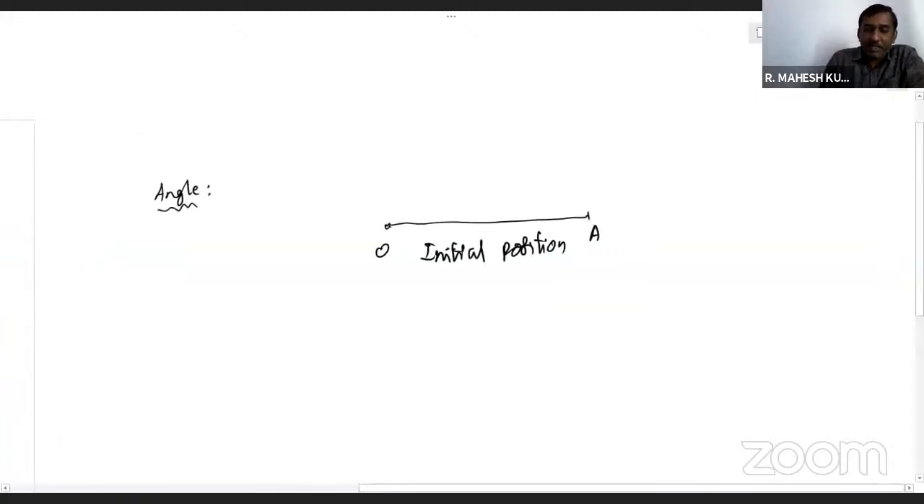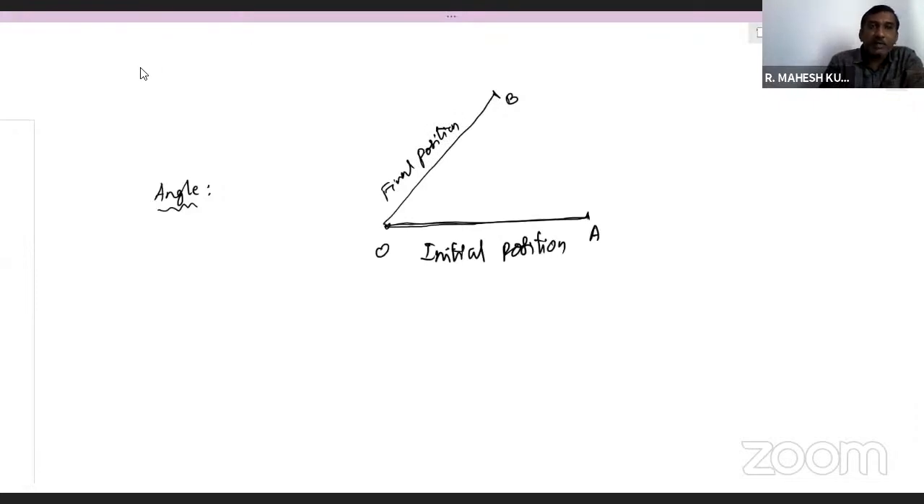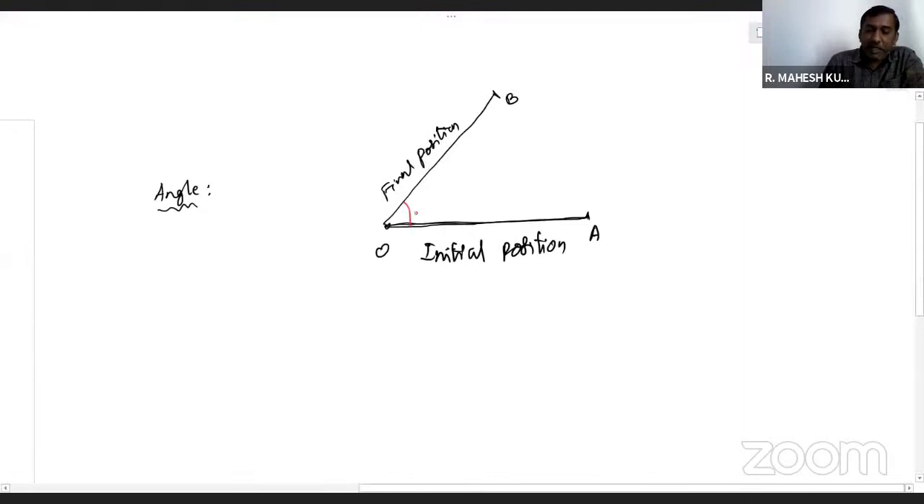So if you take this rotatory line OA in its position, called initial position, and rotate it to another position, it is called OB. So this is called the final position. So if you rotate a rotatory line from the initial position to the final position, we always say that an angle is formed between the initial position and the final position of the line, right? So this is called an angle, right?